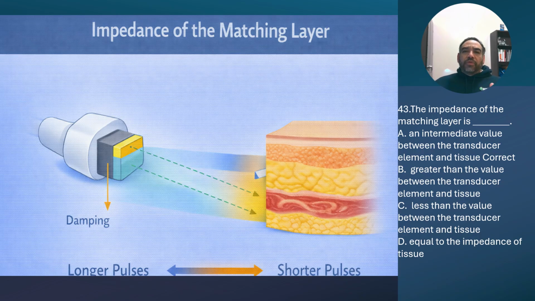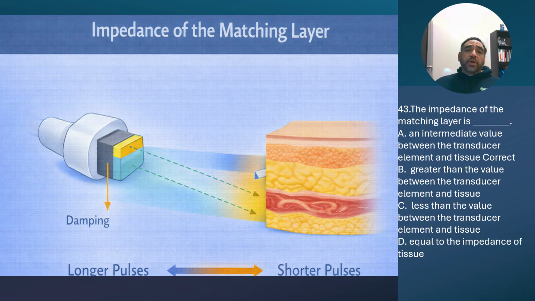More specifically, ideally we match the impedance of the layer. If you remember this from your textbook, the impedance of the matching layer, Z sub M, would be equal to the square root of Z of the crystal times Z of the tissue. So go back and look at your physics book. What this does is create a gradual transition instead of a sudden jump. You reduce reflection, you increase transmission, you improve efficiency. That's basically acoustic diplomacy. And let's look at why the other ones are incorrect.